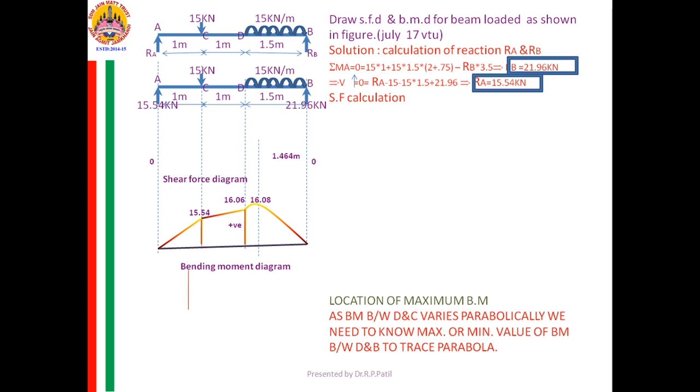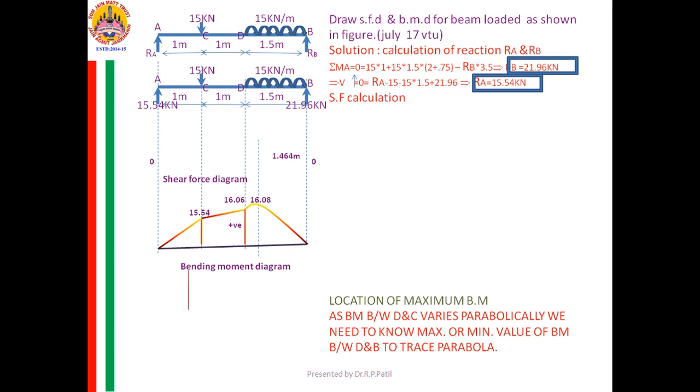To draw the shear force diagram, what I told you, what is the procedure adopted? First you calculate the SF at important locations. Which are the important locations I told? Left and right of point load, beginning and end of UDL. These are the important points.